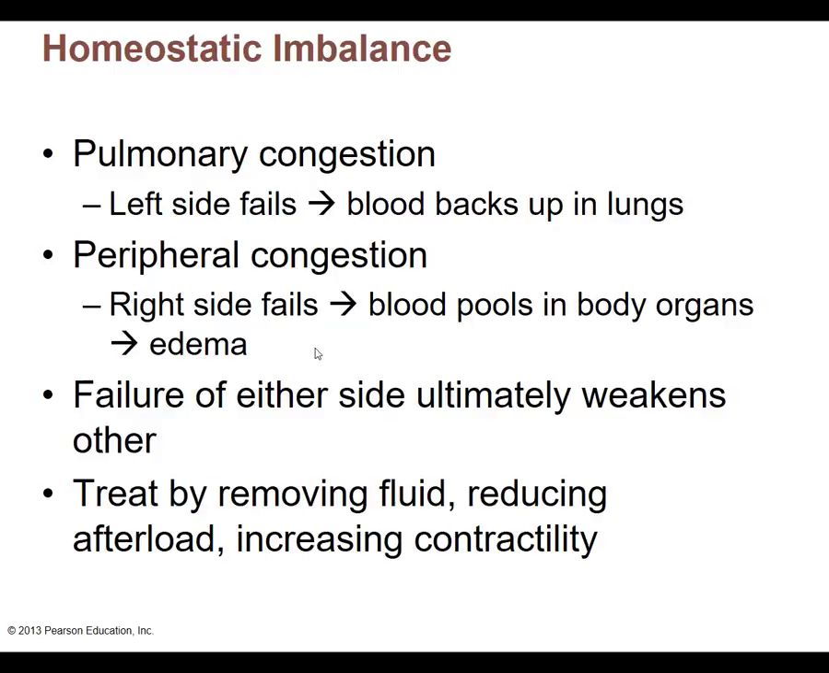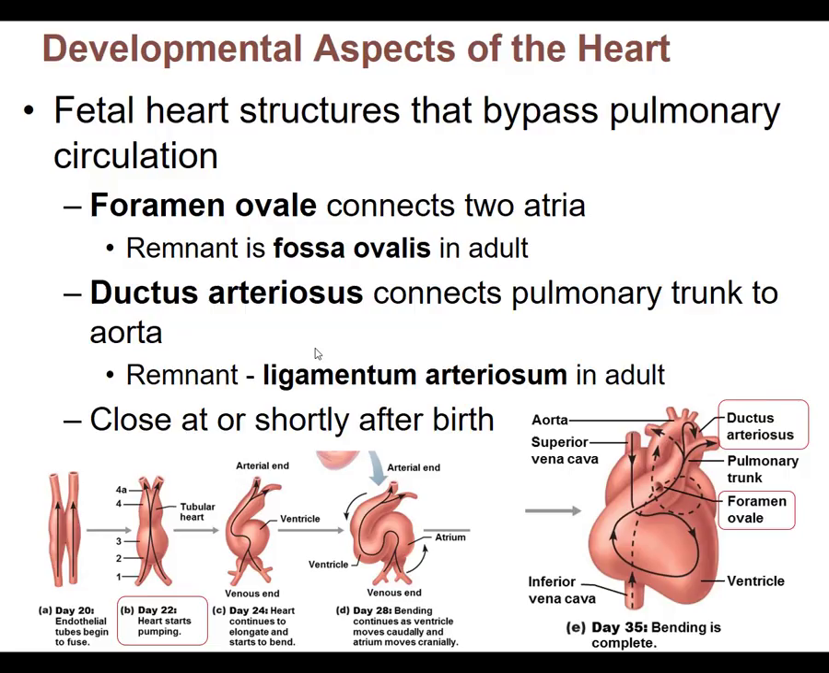A few more slides. Some developmental aspects of the heart. Some of these we talked about in lab. But a fetus, yes, that's beating a good 150 beats per minute. But because the fetus isn't sending any blood to the lungs to get oxygen because they're not breathing, they're going to bypass that pulmonary circulation. So the one thing they have that can bypass that pulmonary circulation is the foramen ovale. It connects the two atria. So it's right inside that interatrial septum.